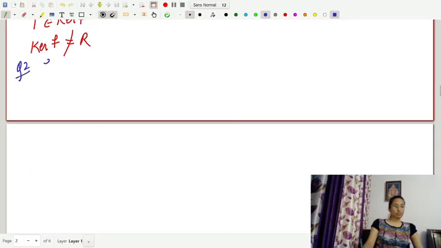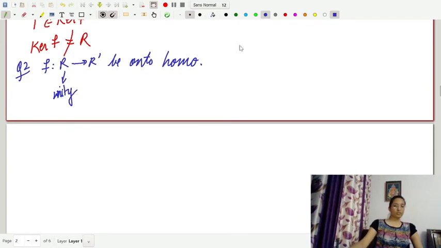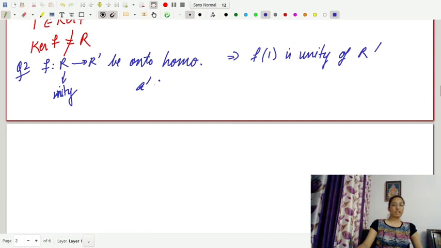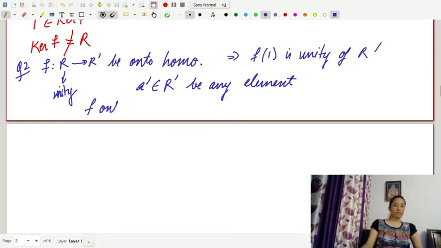Question 2. If f from R to R dash be an onto ring homomorphism where R is a ring with unity, then we have to show that f of 1 is unity of R dash. Similar lines पे show करेंगे, a dash belongs to R dash be any element of R dash. अब अगर f onto दे रखा है हमें तो there exists a belonging to R such that f of a is equal to a dash.